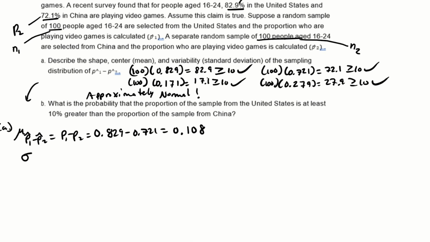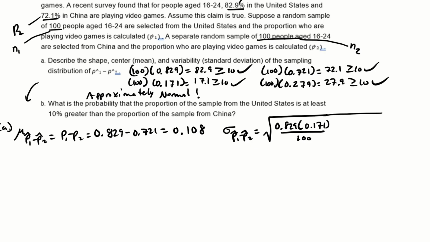All right, and then we'll calculate the sigma p hat 1 minus p hat 2. Well, actually, let's do it over here. The square root of p1 times 1 minus p1, so 0.829 times 1 minus that, 0.171, over 100 people, plus 0.721 for China, 1 minus that is 0.279, over 100 people. So the standard deviation is going to be about 0.059.